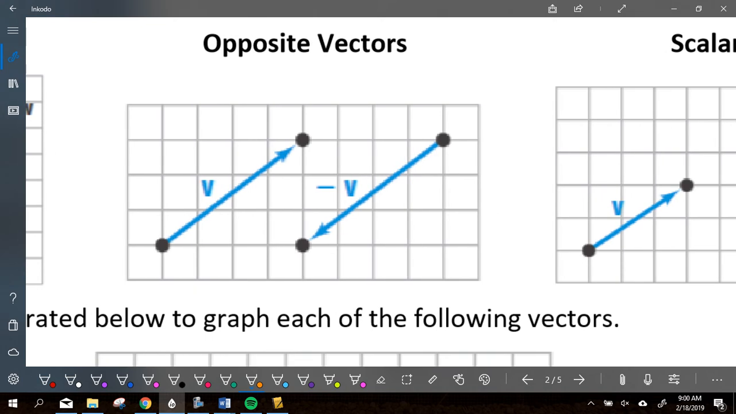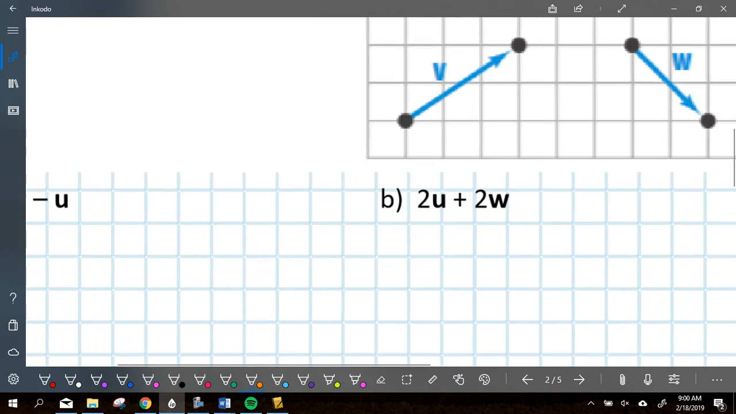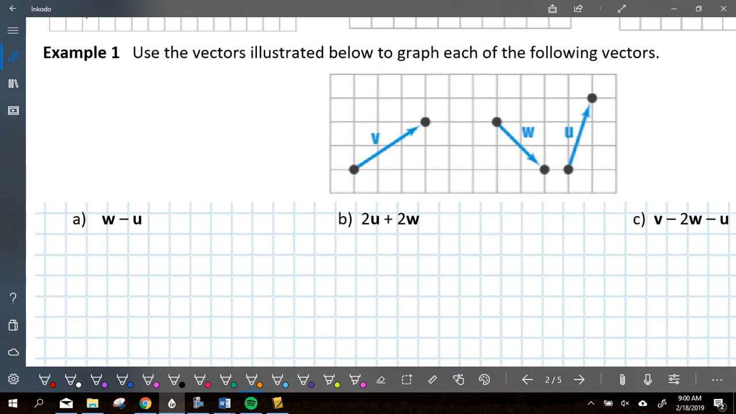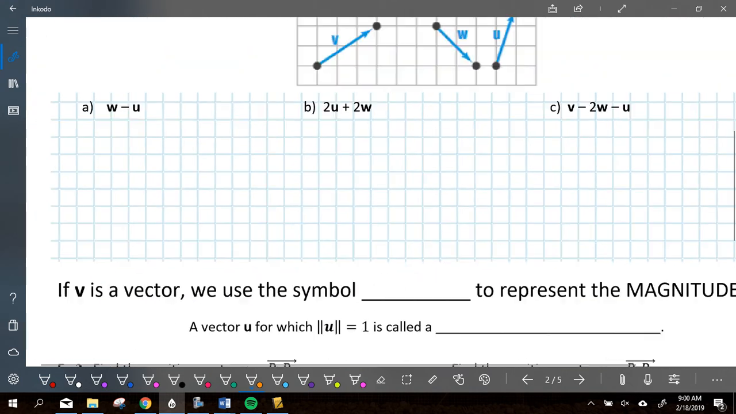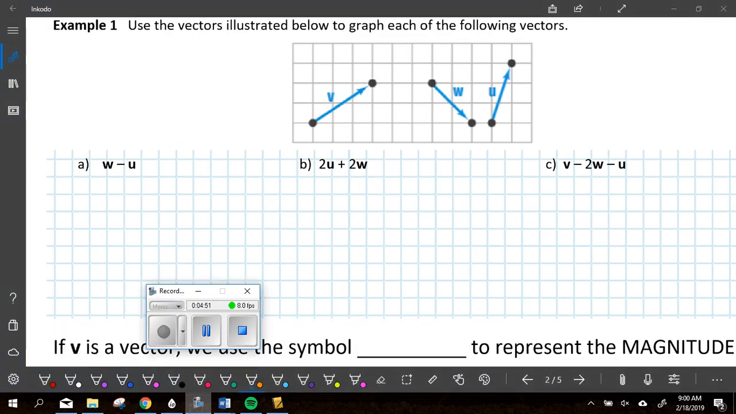If that's positive v, negative v is just the vector going in the opposite direction. If this is 1v, 2v is just twice the amount. Negative v would just be coming back in one direction. Okay? And so given those 3 lines, v, w, and u, we're going to graph these 3 parts. Do that. You don't need me to do it for you. Take a second and go through those 3 again.